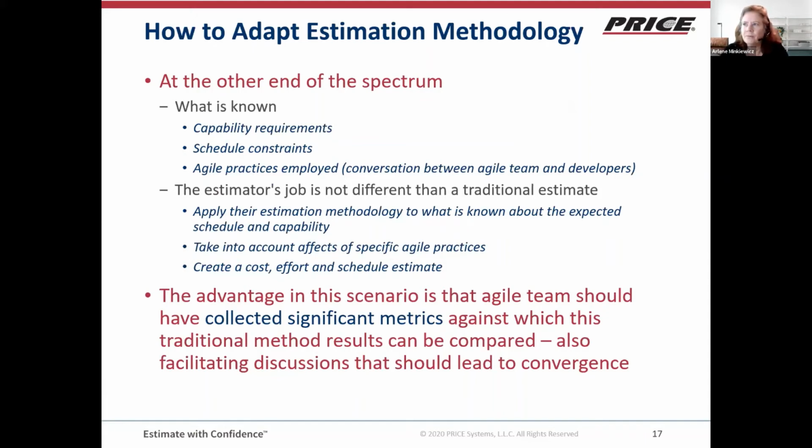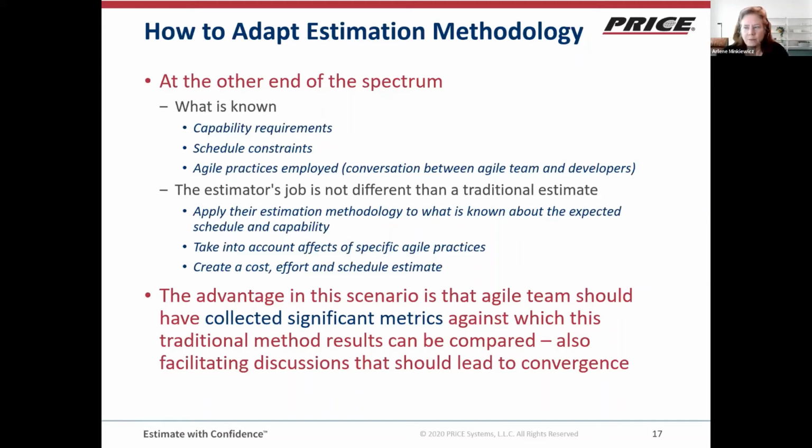So the other end of the spectrum is the case where an organization is applying some set of Agile best practices, but is working within acquisition or government contract limitations. So at this point, what is known are what capabilities are required, what schedule constraints there are, and once again, discussion between the Agile team and the estimators, what Agile practices are being employed.